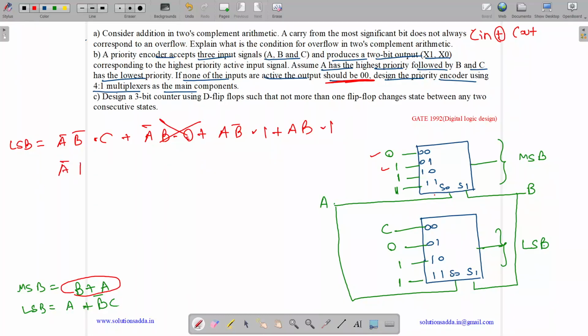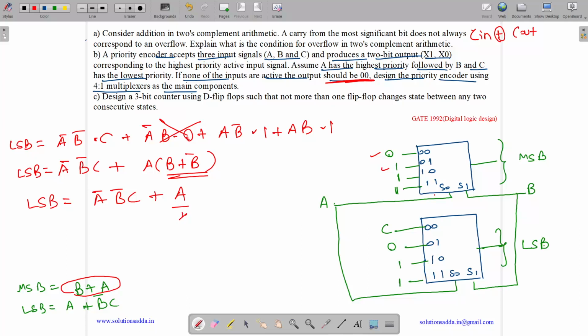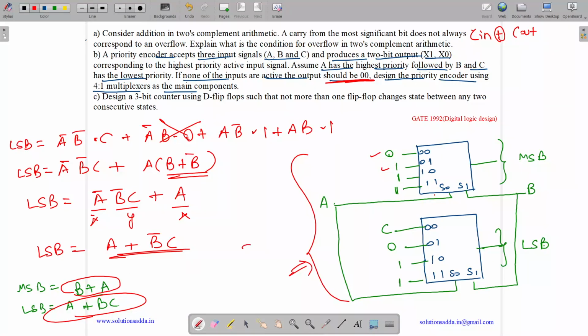So this one will cancel out. We will have A complement, B complement, C plus, taking A as common, we will have B plus B complement. B plus B complement is 1, so we will get LSB equals A complement B complement C plus A. Taking this as X, this as X complement, and this as Y, we get X plus X complement Y equals X plus Y. So we will have A plus B complement C. So LSB is also verified. So this is our answer. This is done using two 4 cross 1 muxes.